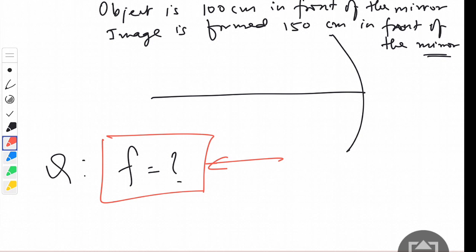The question is f is equal to how much? Find this. Can you tell me what the answer is?